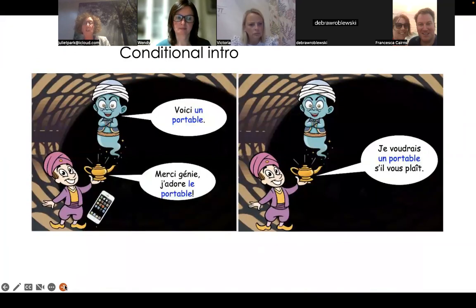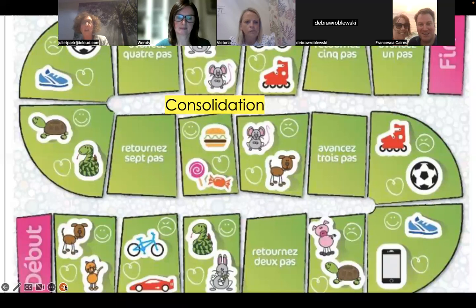The conditional, the je voudrais, is brought in around 22, and this is just a great way to replace j'adore, j'aime, I like, I love with just je voudrais. So again, it's a great way for children to learn and replace some of the words, some of the verbs that they've used. We regularly dip in and out of board games, so a dice and children with a board game, these could be laminated.